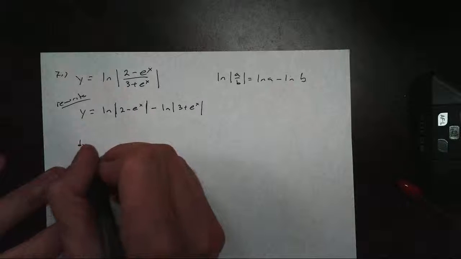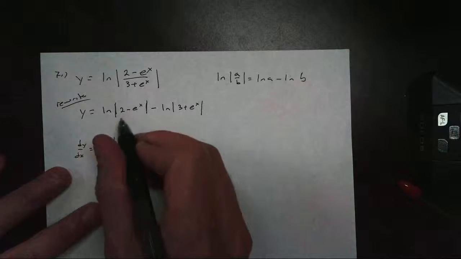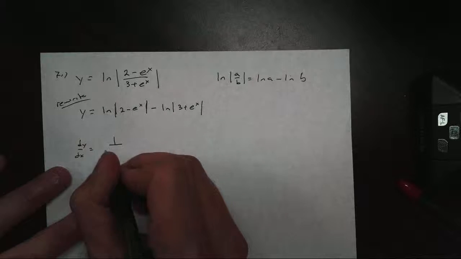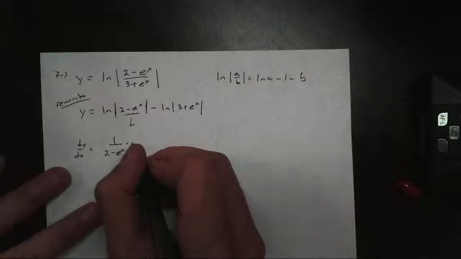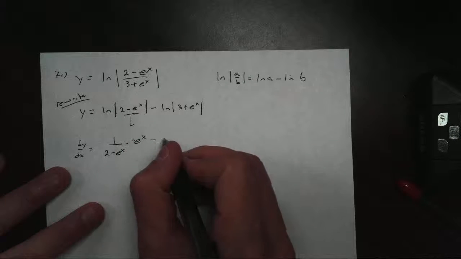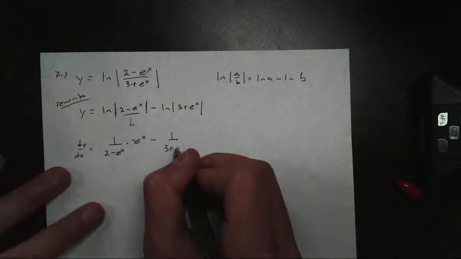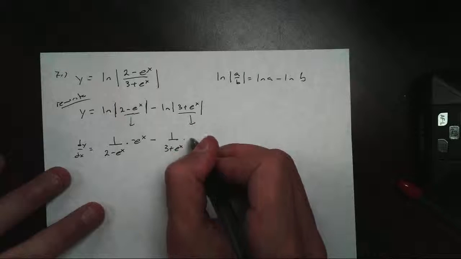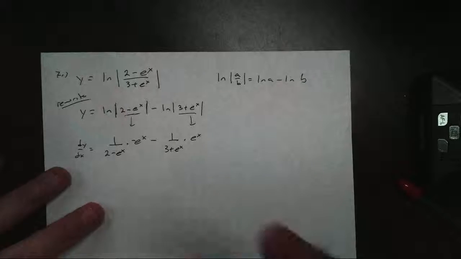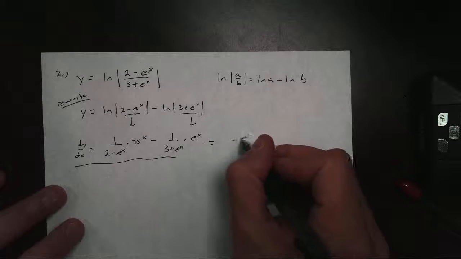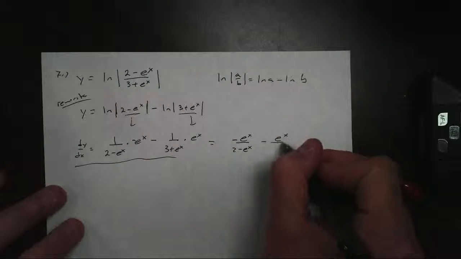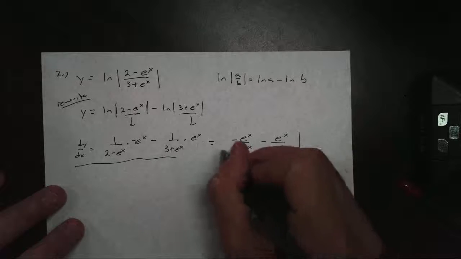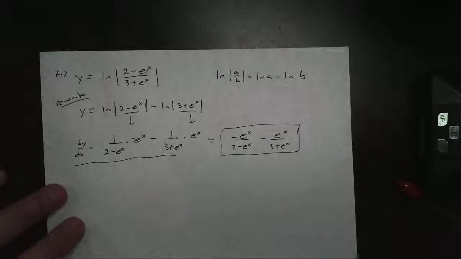So when we take the derivative, dy dx, this becomes 1 over, the derivative of natural log is 1 over 2 minus e to the x. Don't forget, multiply by the derivative of my inside, my chain rule, negative e to the x, minus 1 over 3 plus e to the x times the derivative of the inside, just e to the x. You can leave it like this, or you can write this as negative e to the x over 2 minus e to the x minus e to the x over 3 plus e to the x, if you wanted. All right, kind of a quick little application right here.